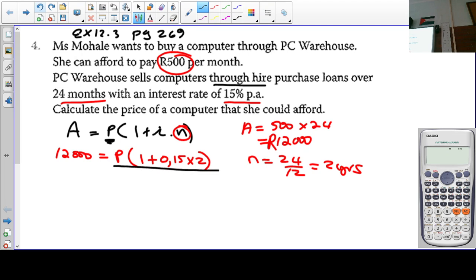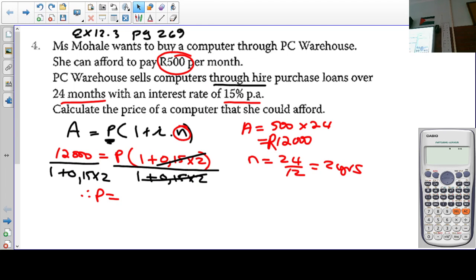How do I get P on its own? Divide both sides by 1 plus 0.15 times 2. That cancels. 0.15 times 2 is 0.3. So I could have just divided by 1.3. The same thing. So therefore P is equal to, we'll put on the calculator, 12,000 over 1 plus 0.15 times 2. Gives us 9,230 Rand and 77 cents.